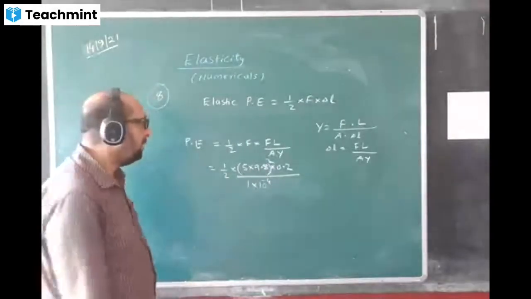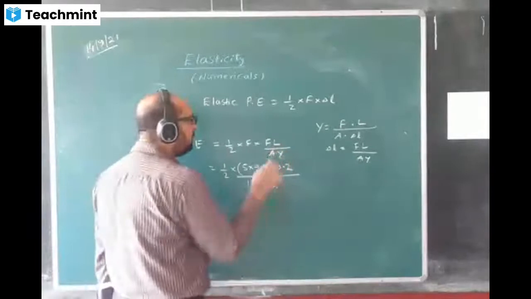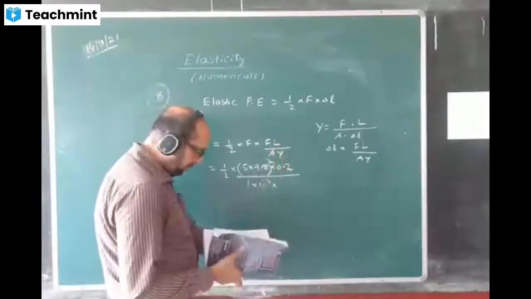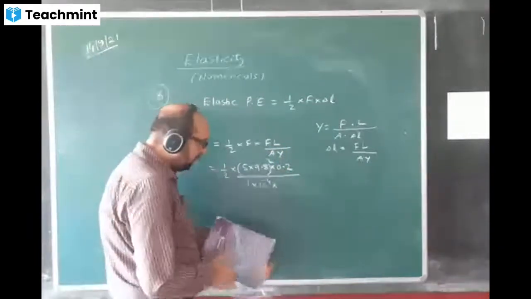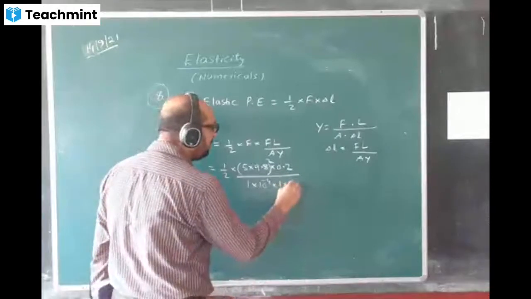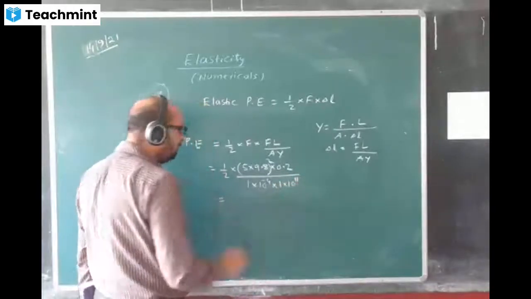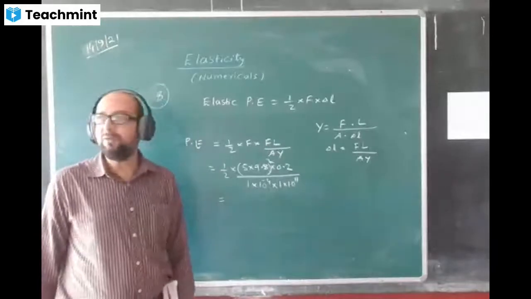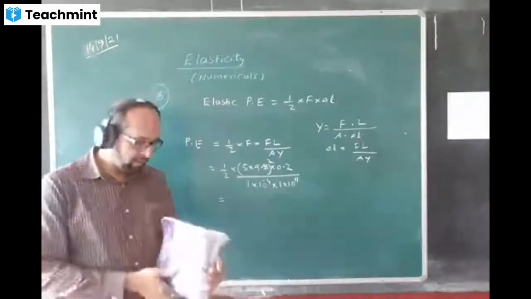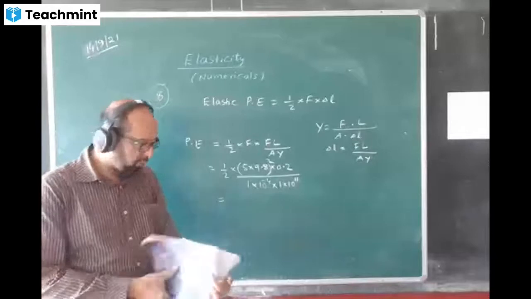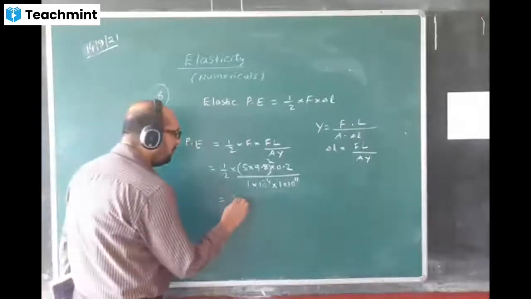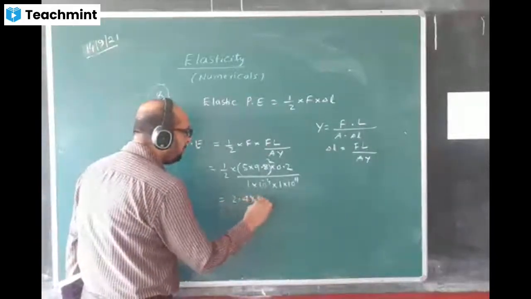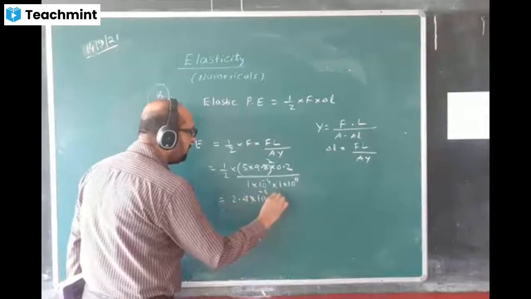Changing into meter square. Into Y. Y is the Young's modulus. What is the value of Young's modulus given? 1 into 10 to the power of 11. Now verify what answer is coming here. Check with your calculator, and your answer will come 2.4 into 10 to the minus 5 joule. This is the answer coming.